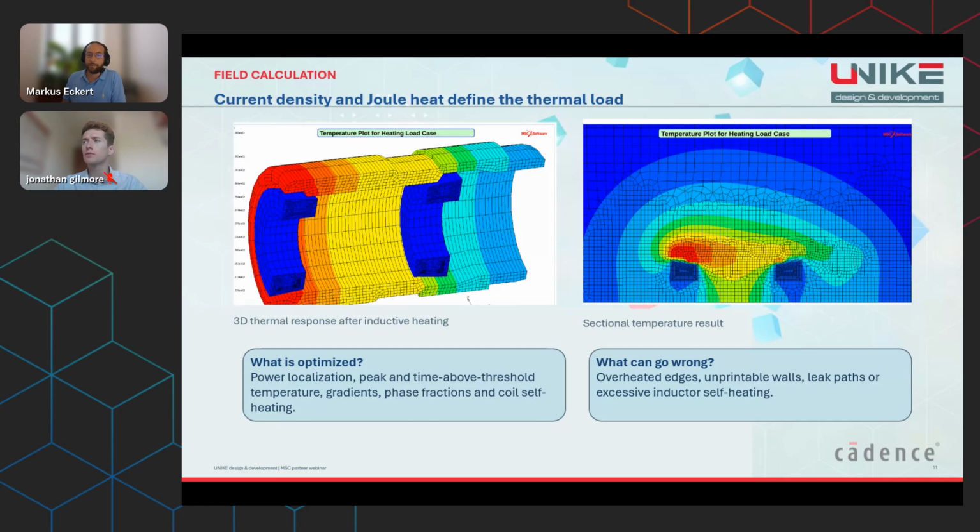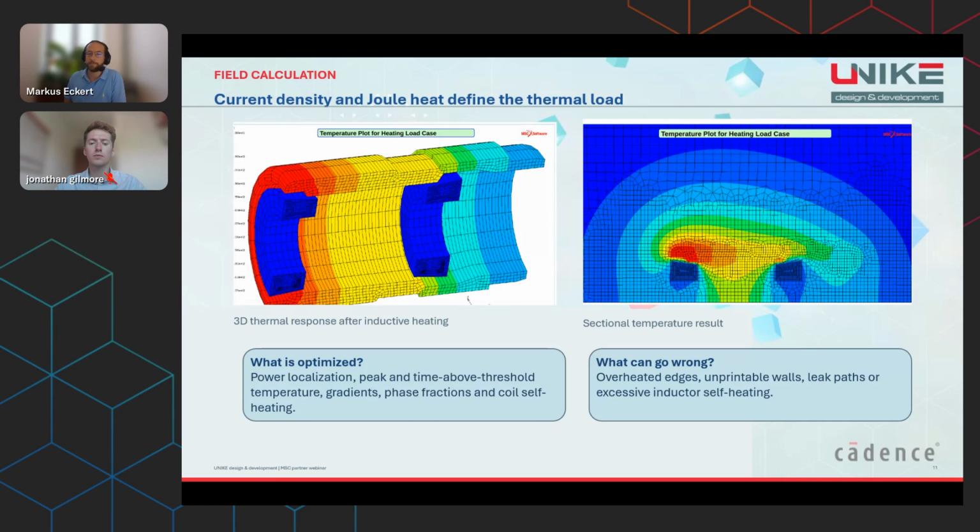On this slide, we see typical results from the field and temperature calculation. The electromagnetic analysis shows where current density and power distributions occur. This power distribution becomes the thermal load and creates the local temperature response in the workpiece.